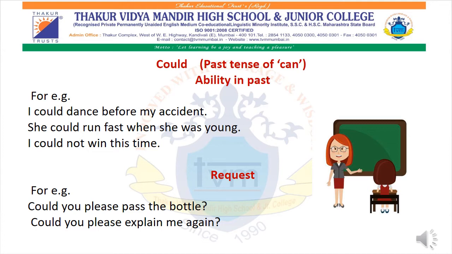For example, "Could you please pass the bottle? Could you please explain it to me again?" So we see that the word could is used to tell the person opposite you. If you want to request someone, we have to use the modal auxiliary verb could. "Could you please pass the bottle? Could you please give me that book? Could you please stand up?"